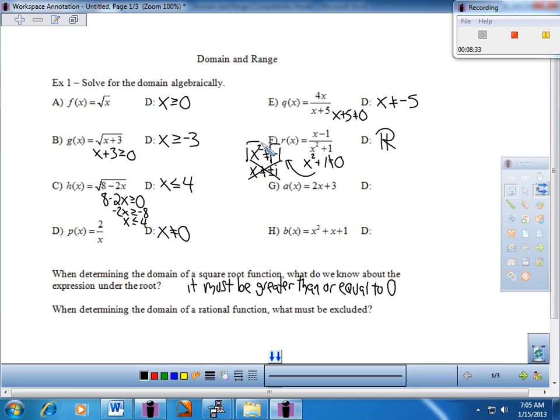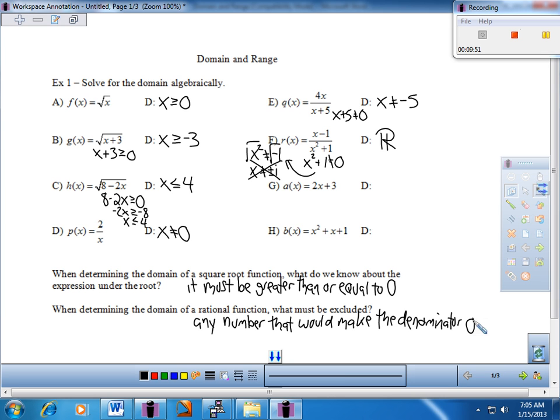All right, now G and H, 2 different families, linear function, quadratic function. And, oh, I'm sorry, actually before we do G and H, let's answer the question down below here. When determining the domain of a rational function, what must be excluded? And again, if you want to put in real number there, that would probably be right. So any number that would make the denominator 0. Okay, very nice.